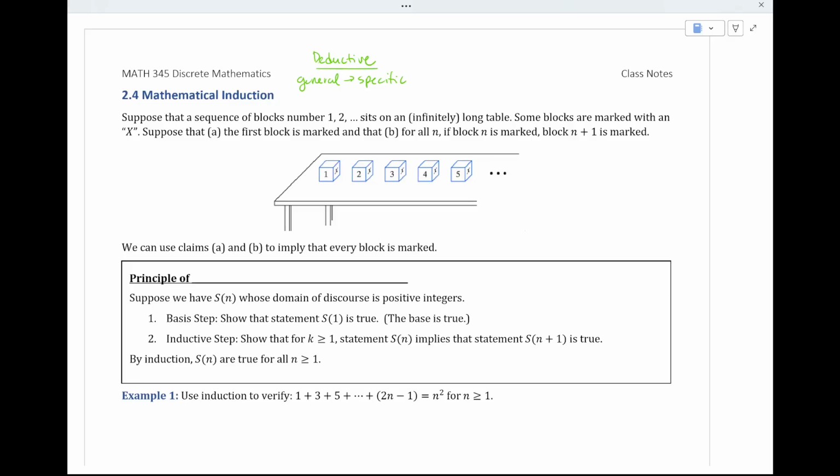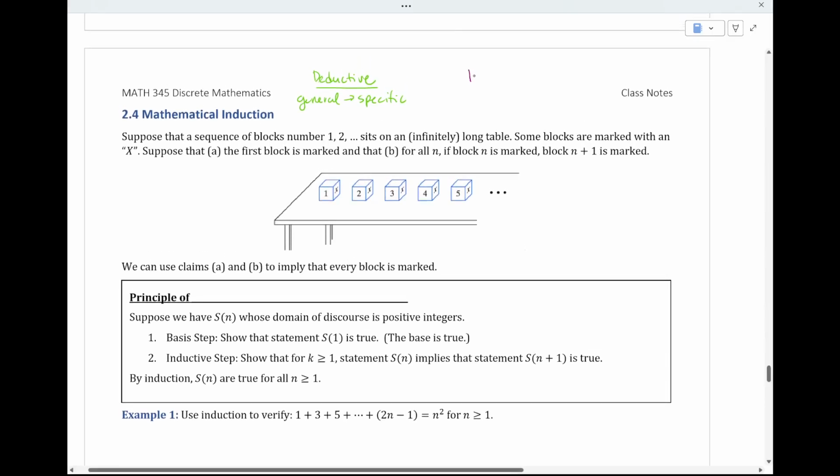So an example of deductive reasoning would be the bus is scheduled to come at 8 a.m. on weekdays. Today is Monday. Therefore, the bus will come at 8 a.m. today. So that is deductive reasoning, using these general rules to apply to my specific case. Contrast that with inductive reasoning.